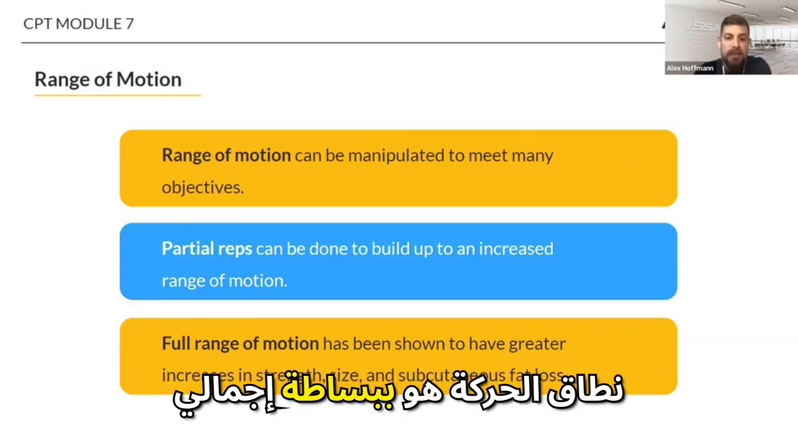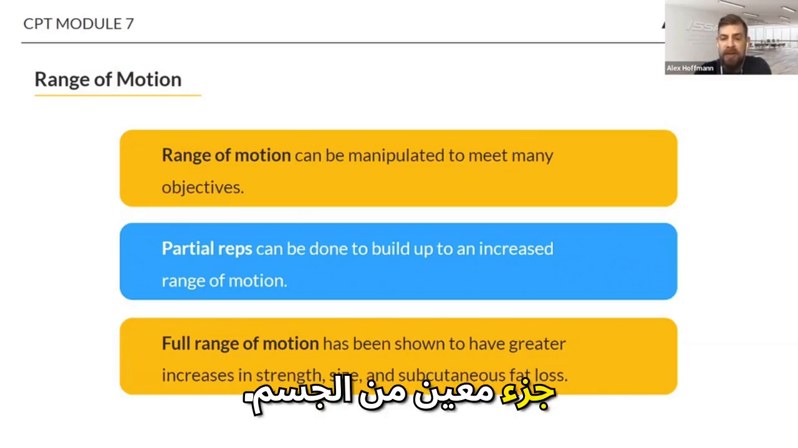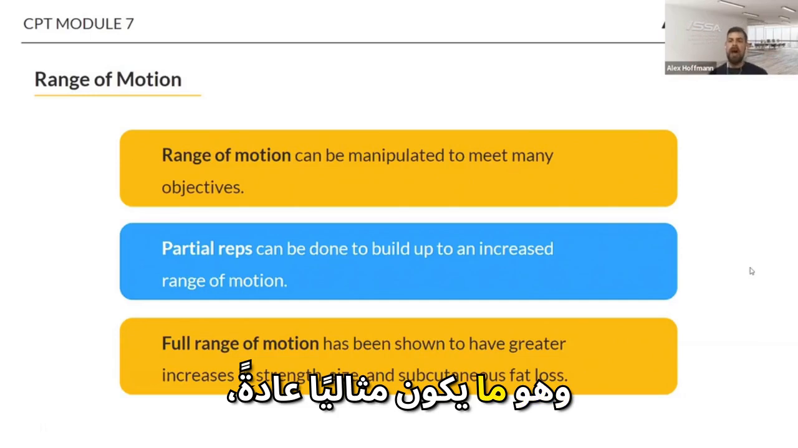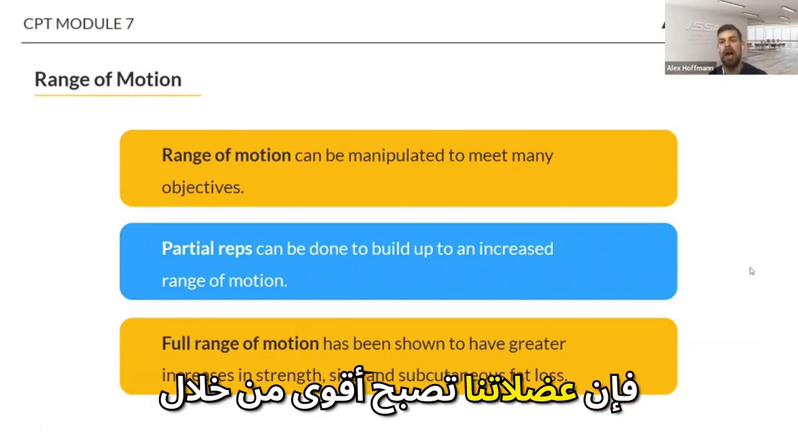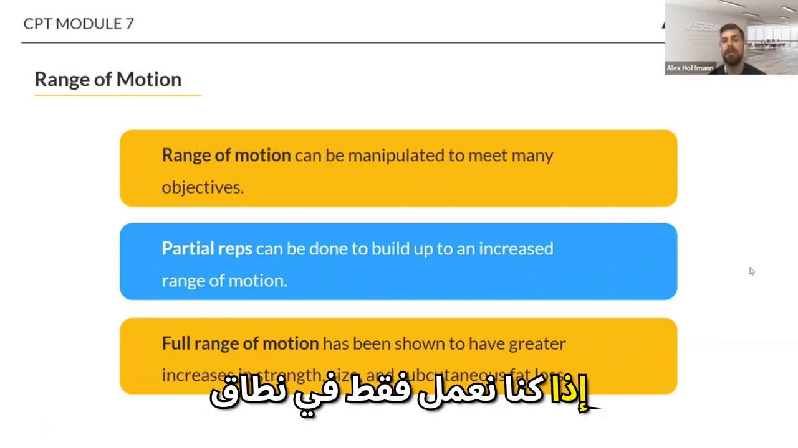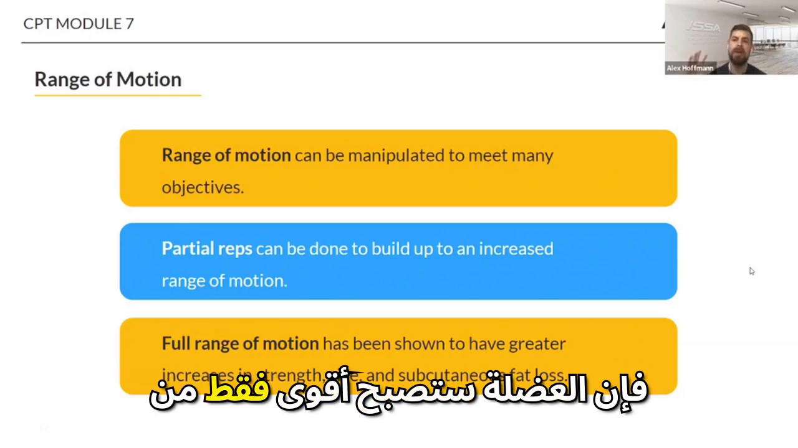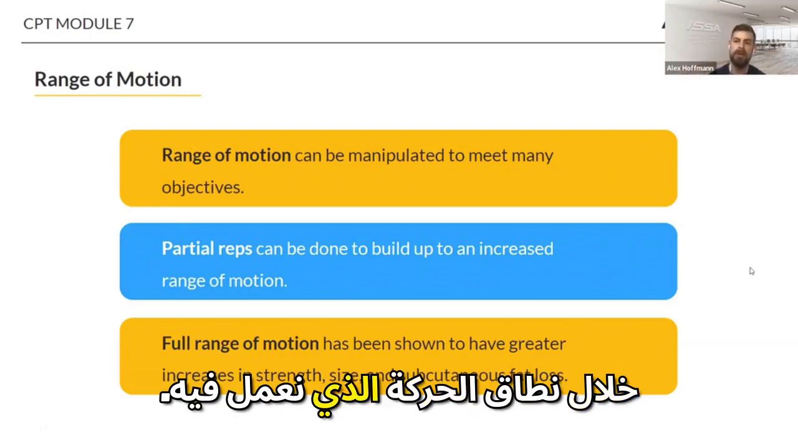Next variable that we see here is range of motion. Range of motion is simply the total amount of movement around a specific joint or body part. So if we're working through a full range of motion, which is typically ideal, our musculature is getting stronger throughout that entire range of motion. If we're only working in a partial range of motion, the muscle is only going to get stronger through that movement range that we work in.